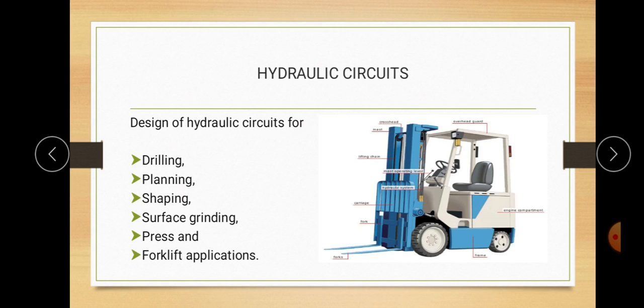In the above units we clearly studied what a hydraulic system is, what a pneumatic system is, and what components and accessories are required to construct a hydraulic system and a pneumatic system. The applications are mainly classified into two types: one is stationary application, another is mobile application. Most industries where stationary applications are used are constructed by using pneumatic or hydraulic circuits. So these are the basic applications given here: drilling, planing, shaping, surface grinding, press and forklift applications.